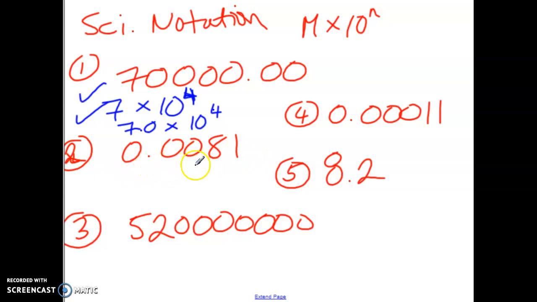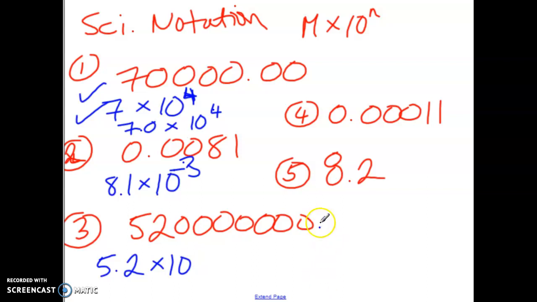Number 2, we have 0.0081. So this should then be 8.1 times 10 to the 1, 2, 3. It should be a negative 3 because we're moving it to the right instead of to the left. So 1, 2, 3, 8.1 times 10 to the negative 3. Here we have quite a large number. So we have 5.2 times 10 to the, right? There's no decimal here, so you assume it's at the end. 1, 2, 3, 4, 5, 6, 7, 8. So this should be 5.2 times 10 to the 8.